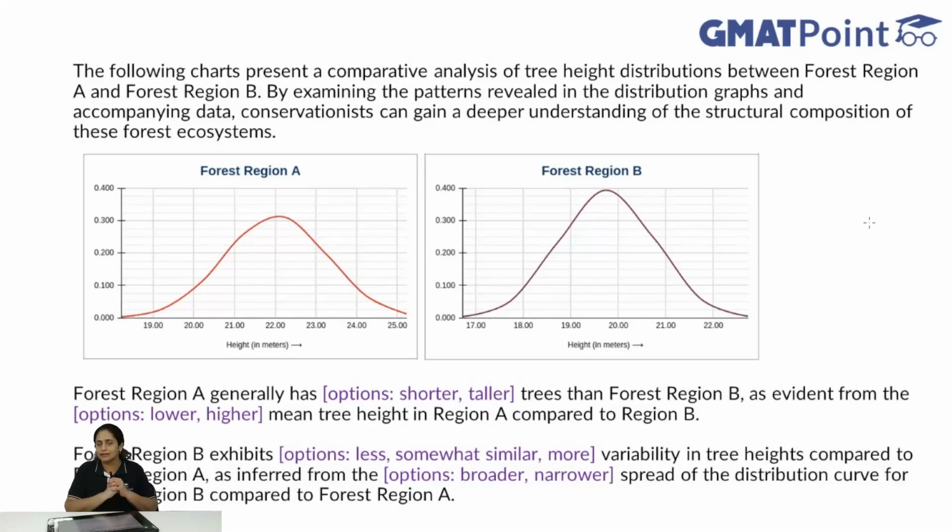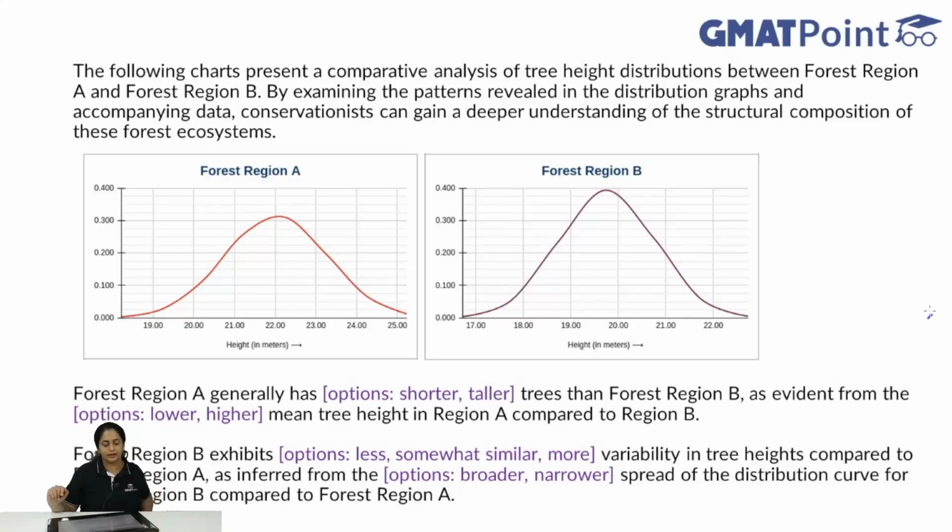Now let's consider the frequency diagram like this. So consider the following chart. It presents a comparative analysis of tree height distributions between forest regions A and B. By examining the patterns revealed in the distribution graphs and accompanying data, conservationists can gain a deeper understanding of the structural composition of these forest ecosystems. So now we have forest region A and forest region B.